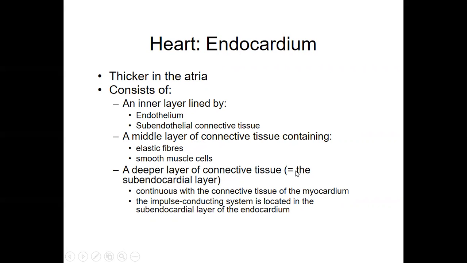And the deeper layer of connective tissue is the subendocardial layer. This deeper layer continues with the connective tissue of the myocardium. The impulse conducting system is located in the subendocardial layer of the endocardium. So you have to remember that location: the impulse conducting system is found in the subendocardial layer, the deepest layer of the endocardium.